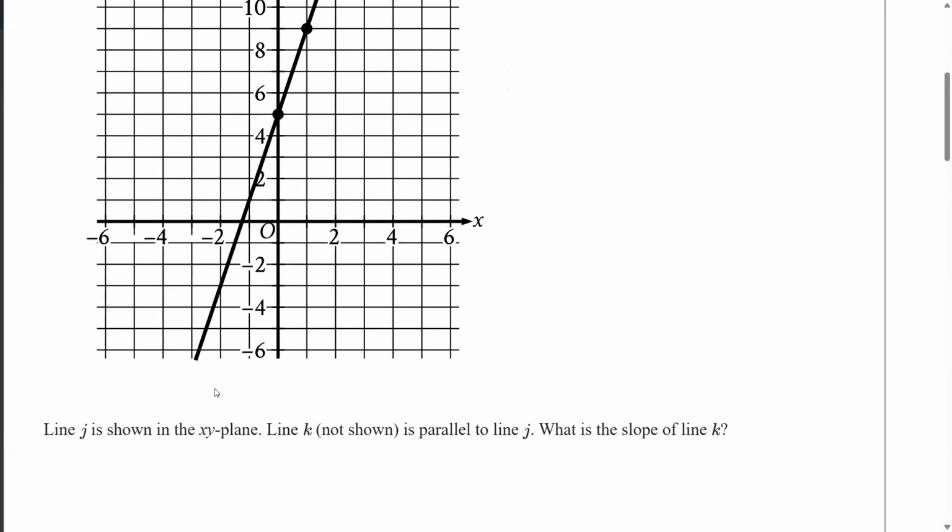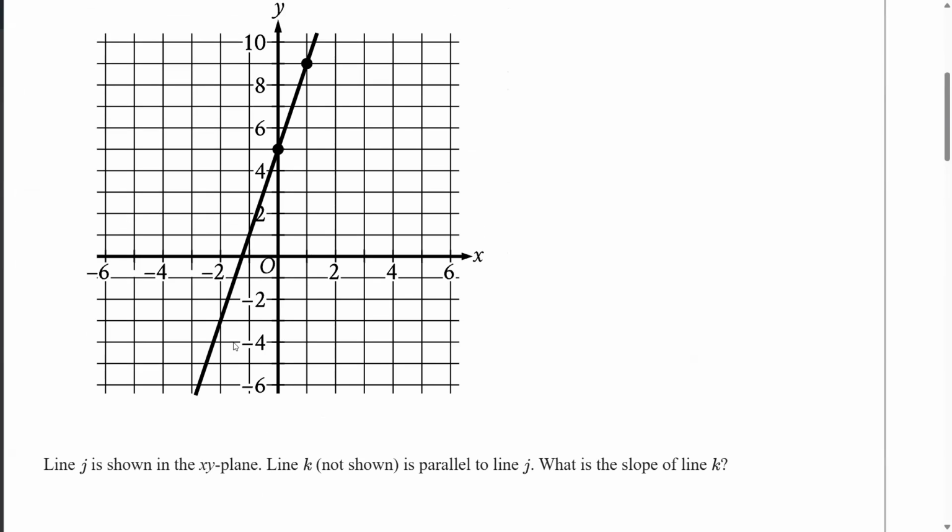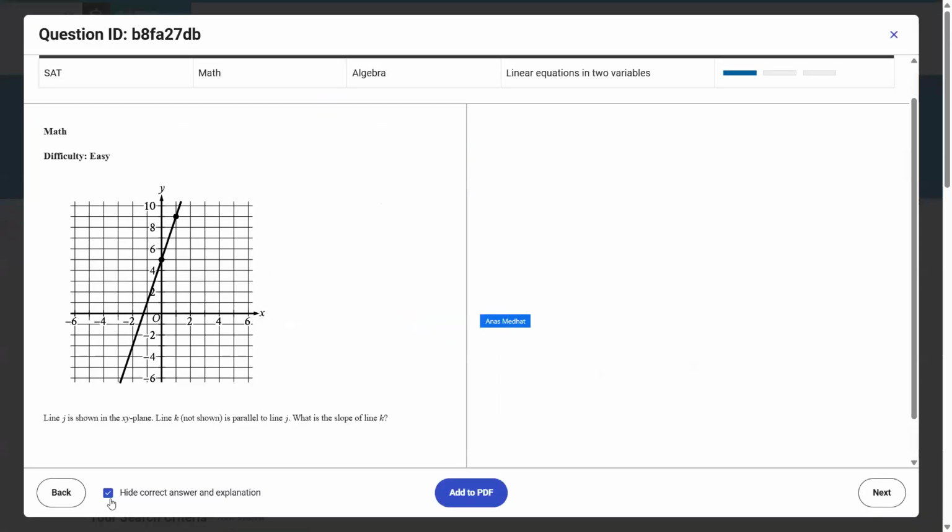It's asking about the slope of line K. Line K is parallel to line G. Then we said that if two lines are parallel, they should have the same slope. So we get the slope for this line, and it will be the same slope for line G. Let's do this. 1 and 9, 0 and 5. This minus this over this minus this. 9 minus 5 over 1, which is equal to 4. So the slope is 4.